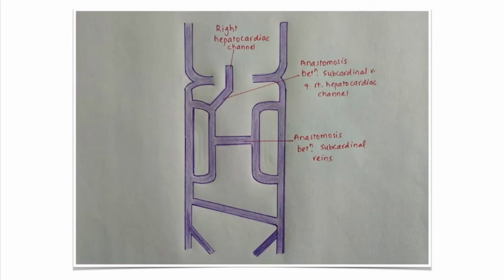Later on, the subcardinal veins will also unite in the central part, which is termed an anastomosis between the subcardinal veins. Particularly, the right subcardinal vein near its cranial end will show another anastomosis with the right hepatocardiac channel. Now we know what the right hepatocardiac channel is: a portion of the right vitelline vein extending from the developing liver to the right horn of the sinus venosus. So initially this right hepatocardiac channel opens into the right horn of the sinus venosus.